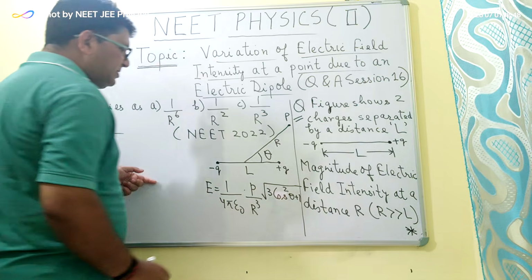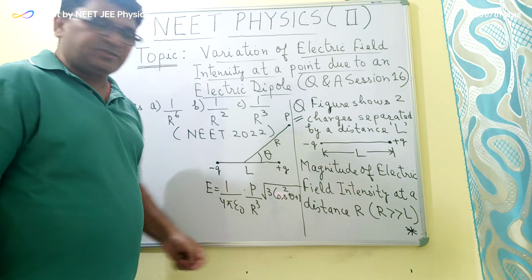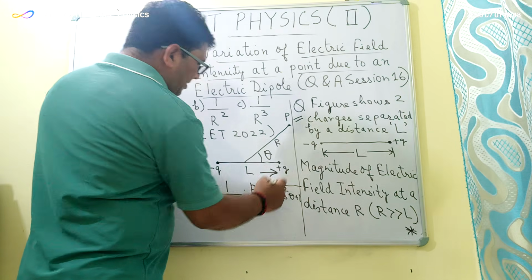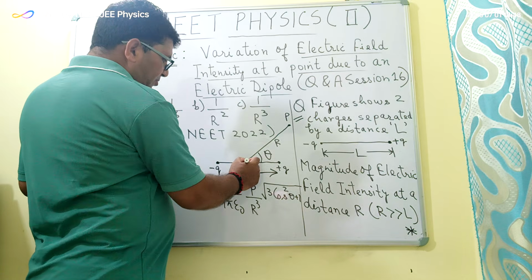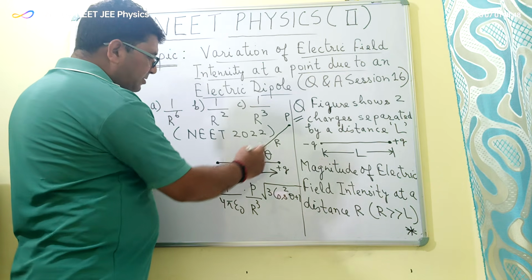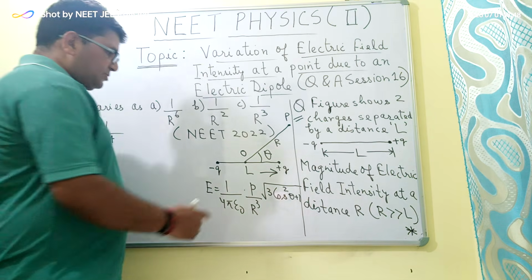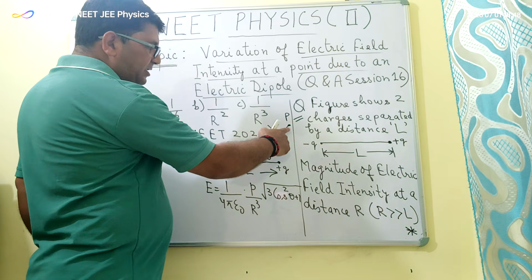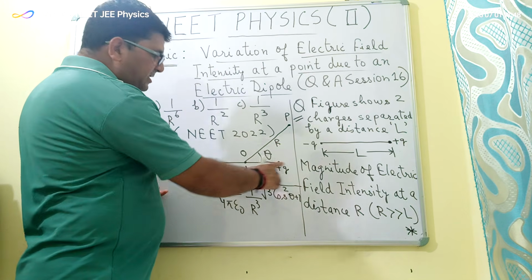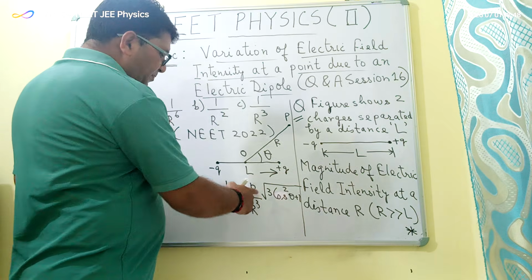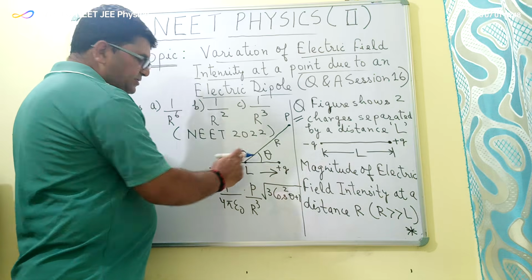Theta is the angle between the direction of the dipole moment. The direction of the dipole moment is from the negative charge towards the positive charge. So this is the direction of the dipole moment. So theta is the angle between the direction of the dipole moment and the line joining the point with the center of the dipole. So this is the center of the dipole. So theta is the angle between the line joining the point to the center of the dipole and the direction of the dipole moment. Here P is the dipole moment and R is the distance of this point P from the center of the dipole.